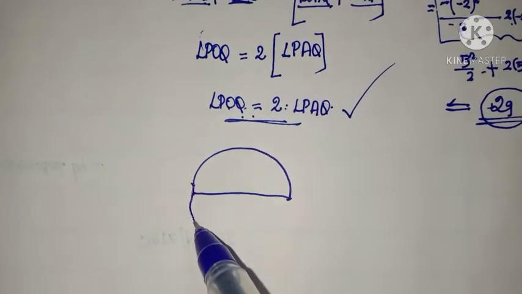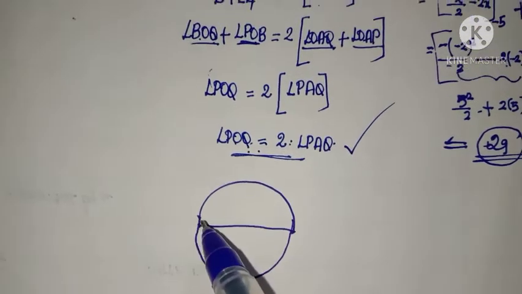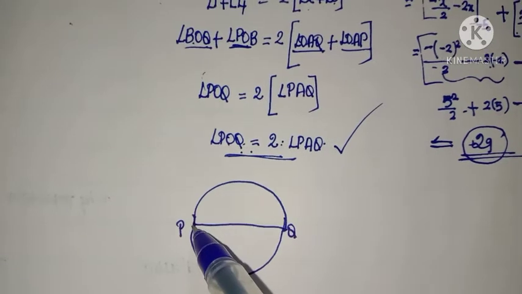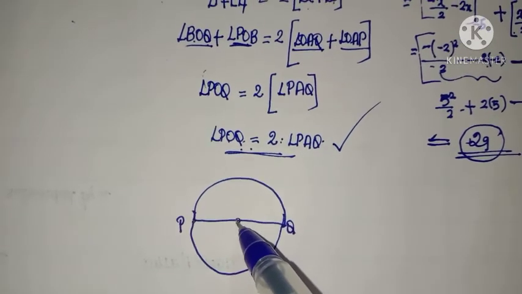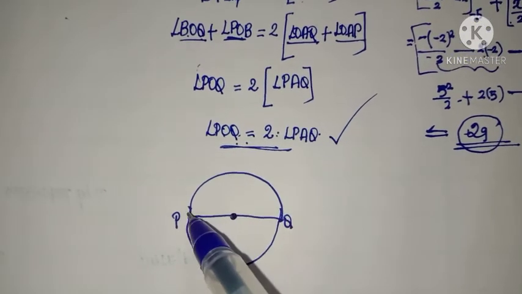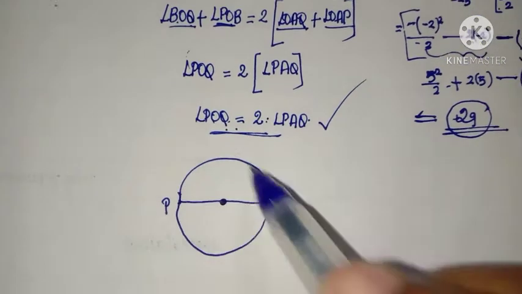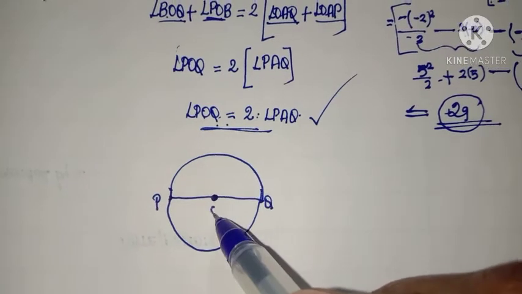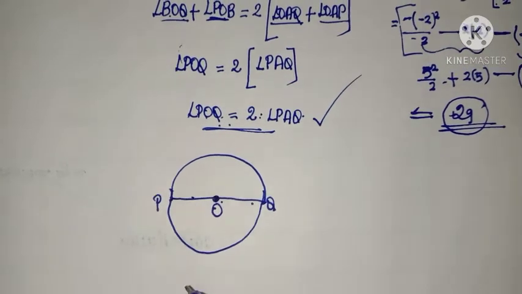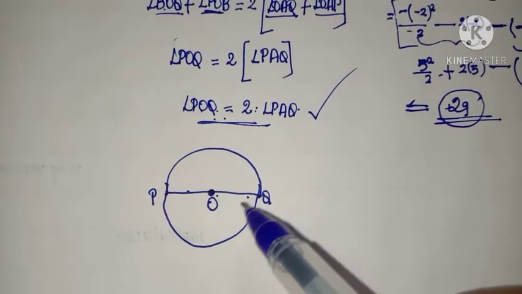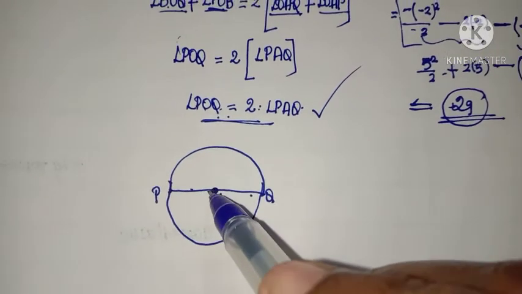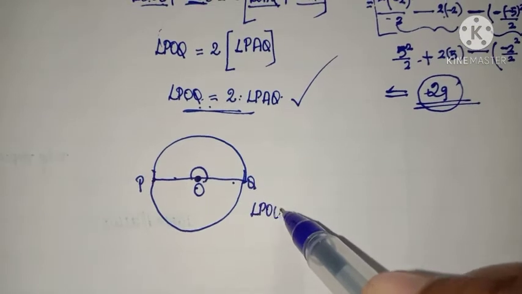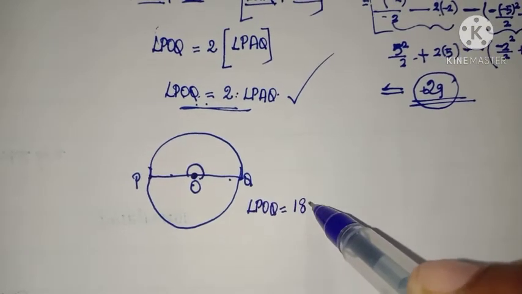Here we consider PQ as what? Minor arc. Suppose it is a semicircle. Semicircle means this line divides a circle into two equal parts. So this arc makes an angle at the center, means POQ is a what? POQ is a straight line, and straight line means this angle is a straight angle. So angle POQ is 180 degrees.